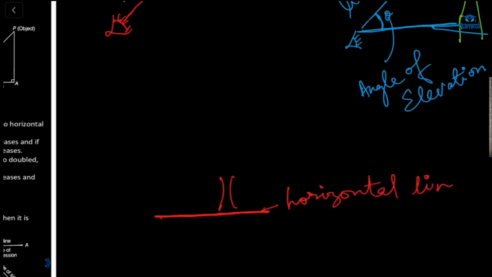Okay, there are many simple text definitions here. There is no theory question, nothing. All the numericals are here only. But you need to understand what a horizontal line is, what the angle of elevation is, and what the line of sight is.